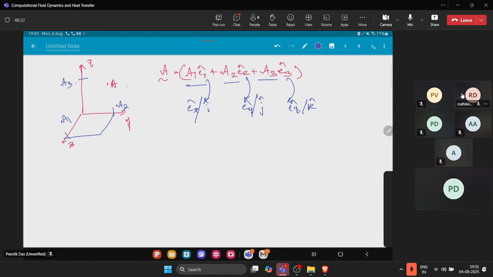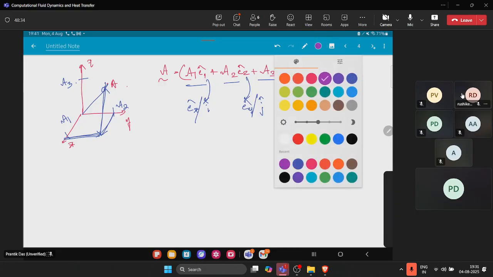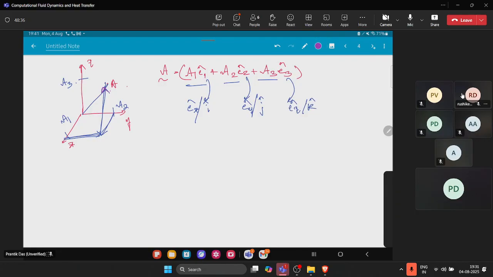Okay, so that's how you reach the point. You go A1 along the x-axis, then A2 along the y-axis, and then you go to the point A itself by going A3 along the z-axis. So that's why it is A1 E1 cap plus A2 E2 cap plus A3 E3 cap. Then going to that of the vector itself.